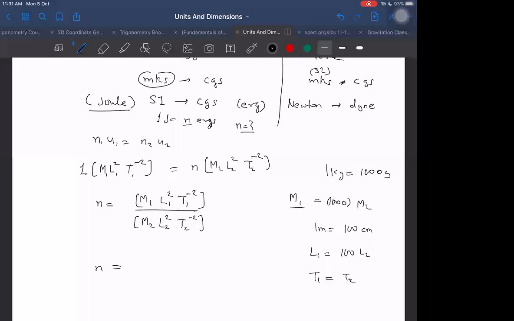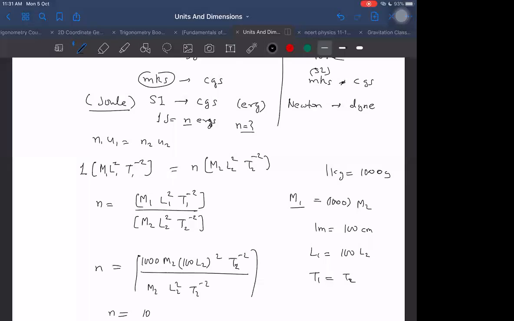Let us put these values here. M1 is equal to 1000 times M2, so it will become 1000 times M2, 100 times L2 square into T2 raised to power minus 2, because T1 is also T2 only. Everything is converted into M2, L2 and T2. Now divide these two. Units will get cancelled out, then the numerical factor is coming out to be 10 raised to power 7.